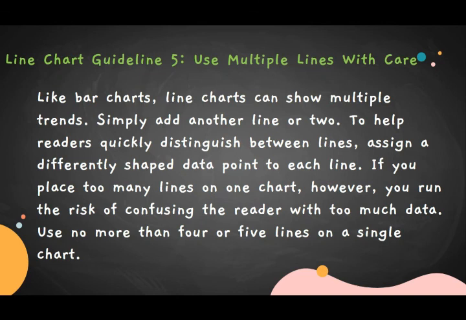The last but not the least, line chart guideline number 5. Use multiple lines with care. Like bar charts, line charts can show multiple trends. Simply add another line or two. To help readers quickly distinguish between lines, assign a differently shaped data point to each line. If you place too many lines on one chart, however, you run the risk of confusing the reader with too much data. Use no more than 4 or 5 lines on a single chart.